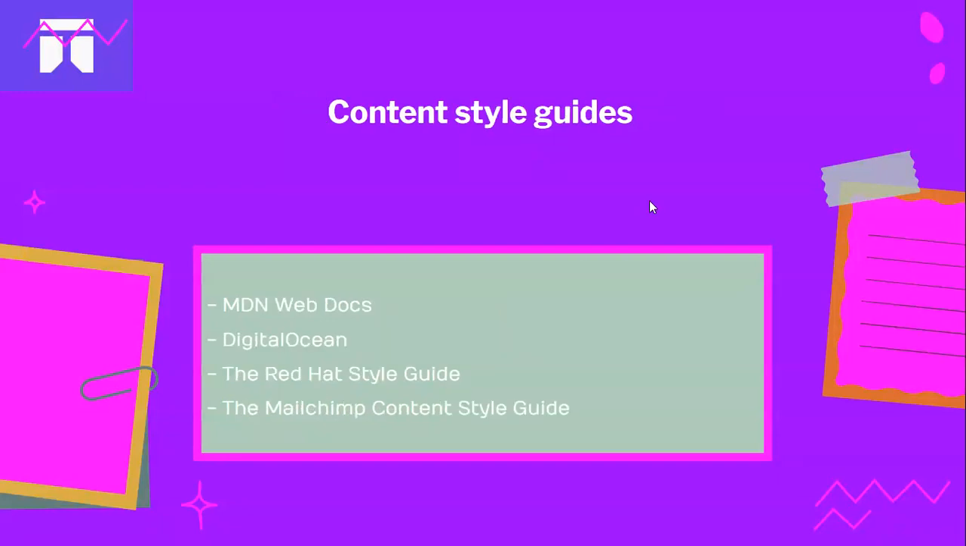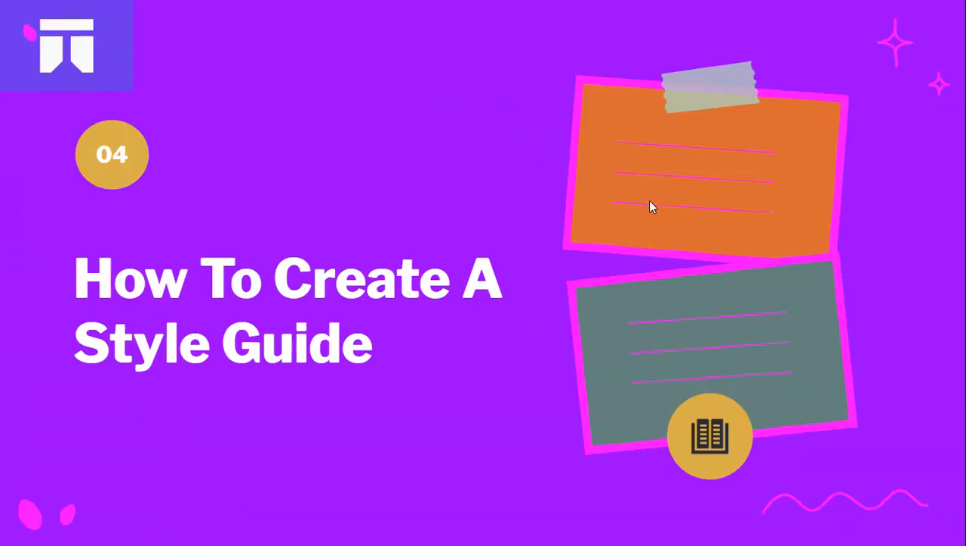Now, content style guides, I mentioned two already from Digital Ocean and MDN Docs. Or you also have the one from Red Hat and Mailchimp. All links to this will be provided on the video, right?